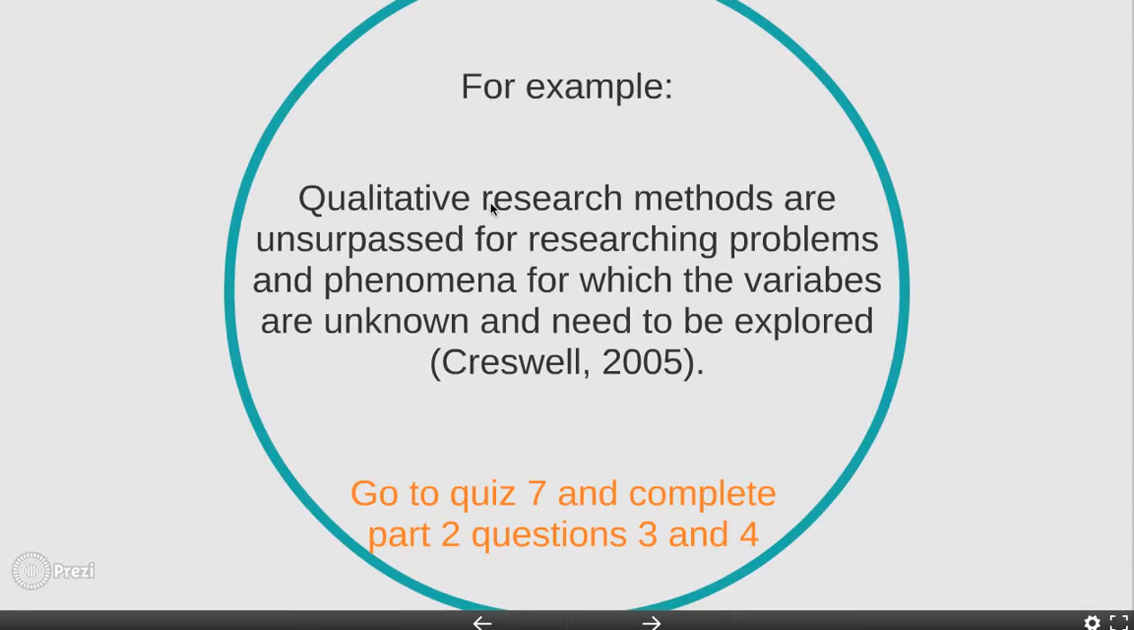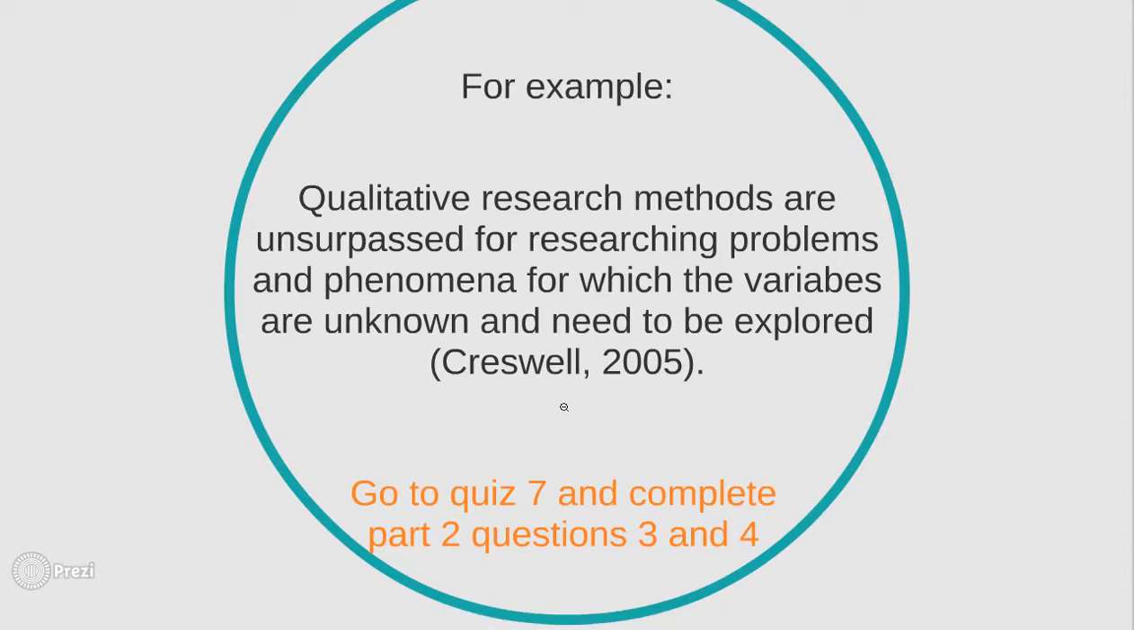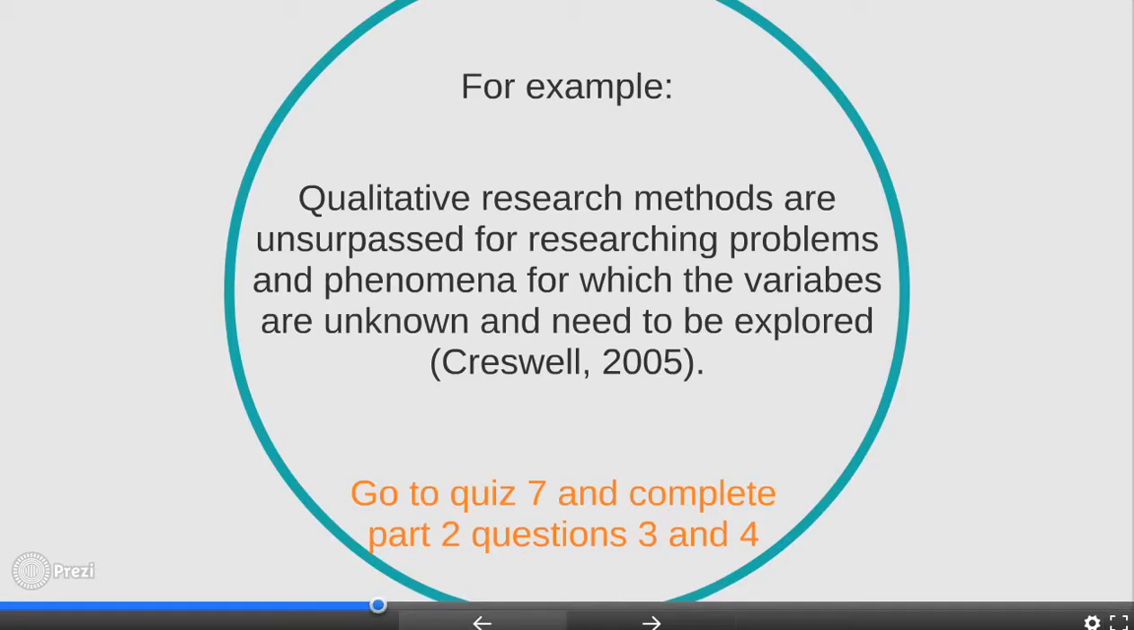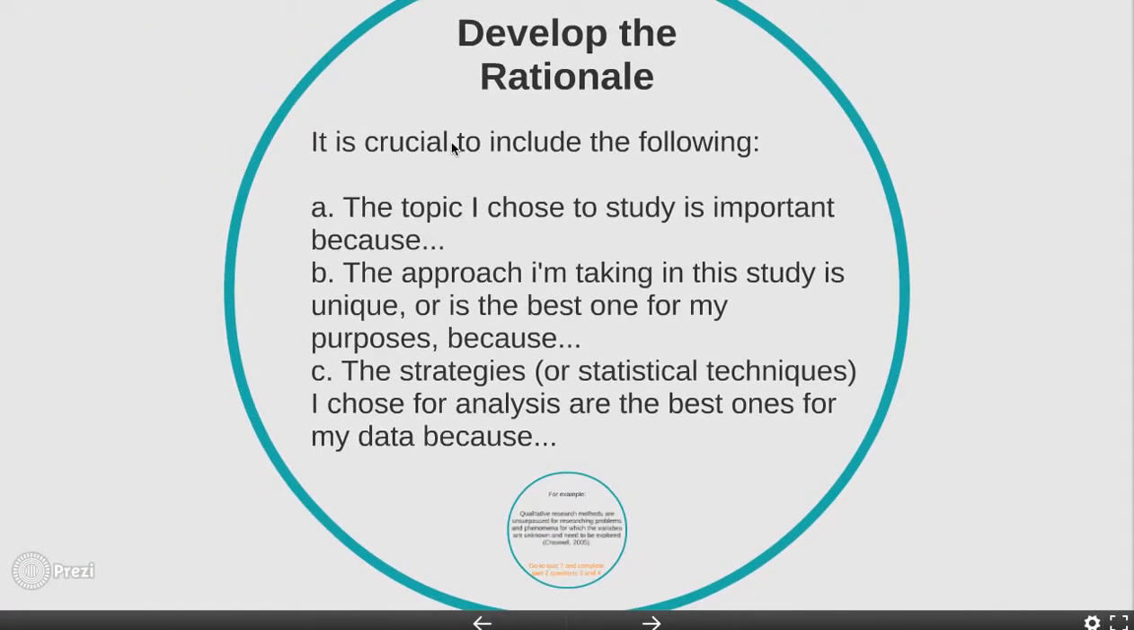This is in the active voice. Qualitative research methods are unsurpassed. Active, simple, present. It's just a fact. So you don't want to flip it around and talk about the object first, and then it's just too confusing. So just use the active voice. You sound very confident. It's good to use that. So again, you're developing a rationale. You're explaining why your topic is so important. So you can use any of these templates to do that.